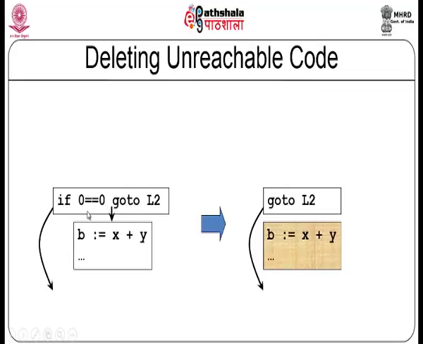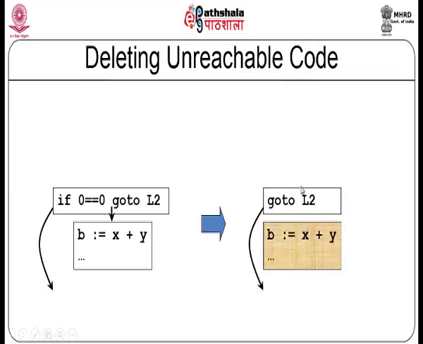Now, we know that 0 double equal to 0 is definitely true because the LHS is equal to the RHS. Therefore, this path, that is the computation of B is equal to X plus Y, is never going to happen. So what we can do is directly convert this into a go to L2, because 0 equal to 0 will be resolved in the optimization level itself. I will get rid of this. This will be a simple go to L2.